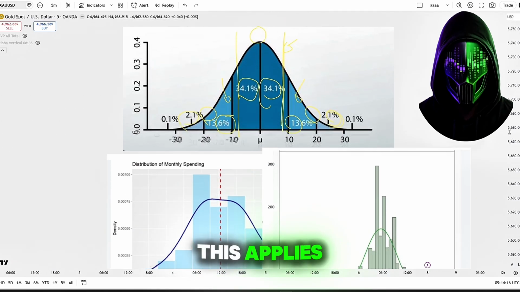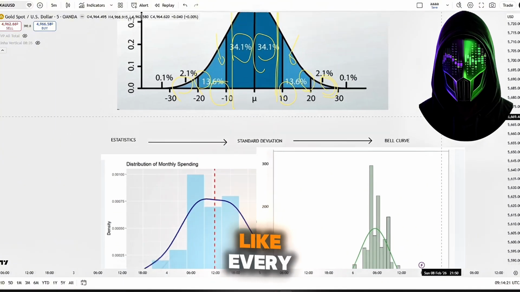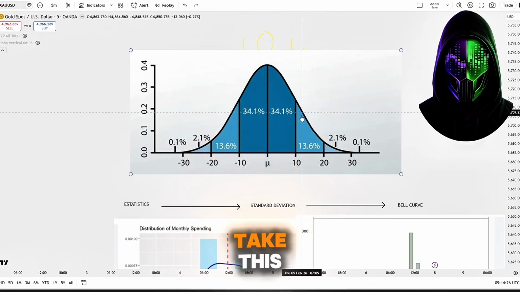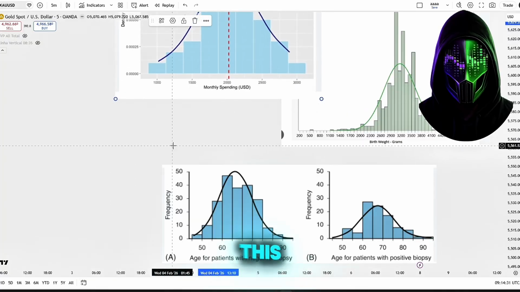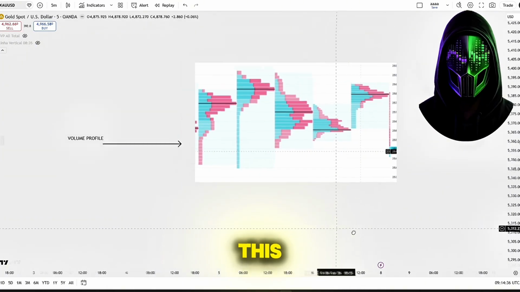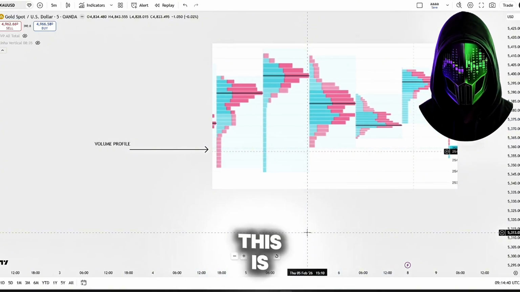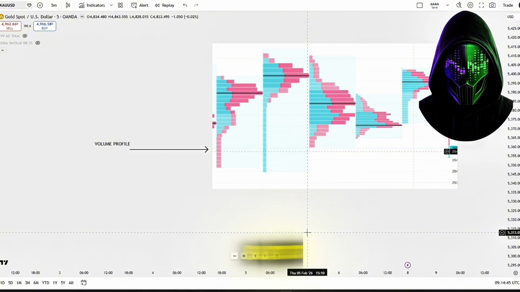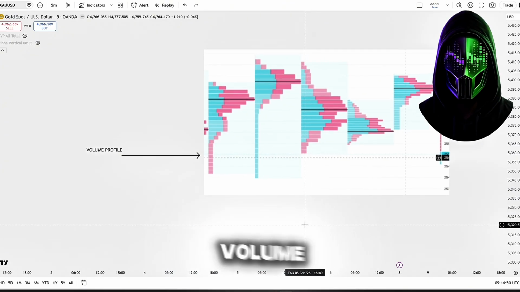So how does this apply to us in the market, and how does it apply to us every day? Well, if you take this image, or this image, or this image, and rotate it 90 degrees, you're going to have this. And this, guys, is the volume profile. This is the most important and only indicator that you need to have. It's not even an indicator, but you can call it an indicator. But this is the volume profile.